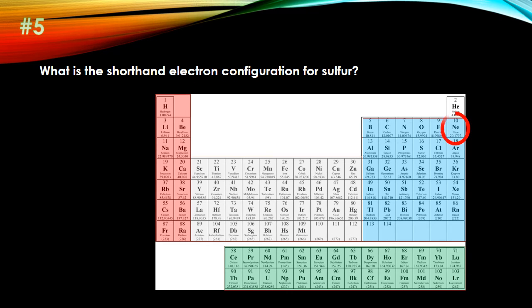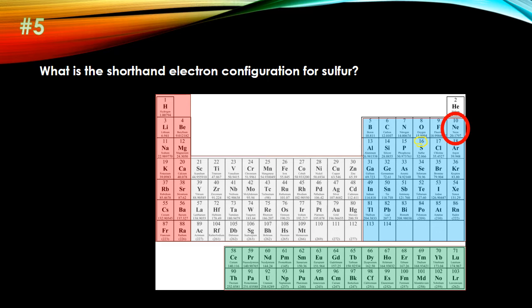Now, to write the shorthand electron configuration for sulfur, we want to start with the noble gas who is smaller than the element we're after. If you'll notice, sulfur has 16 electrons. There it says 16. Yes, that's supposed to be the number of protons, but since they're equal for a neutral atom, I'm saying it has 16. What noble gas has fewer electrons than sulfur? That would be the neon that I circled.